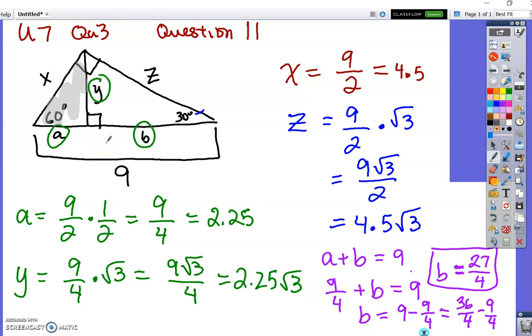So that's that. The one on the test has a different number than 9. Otherwise, it's the same problem. And again, this is from Unit 7, Quiz 3, Question 11. Hope it helps.